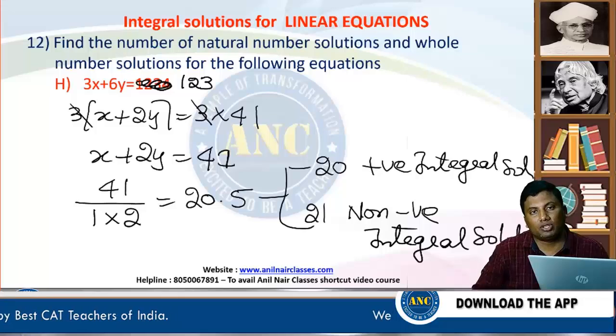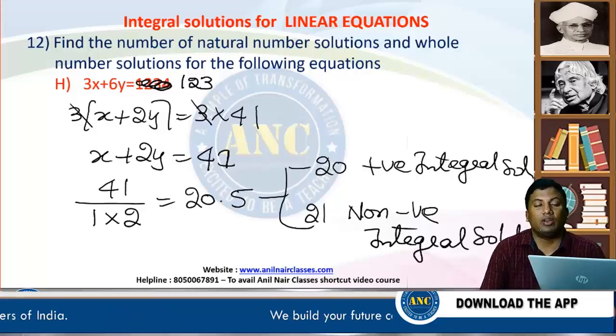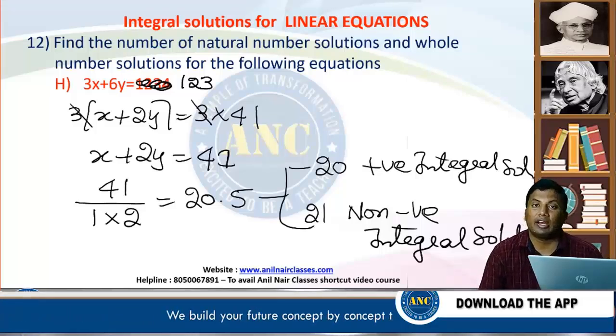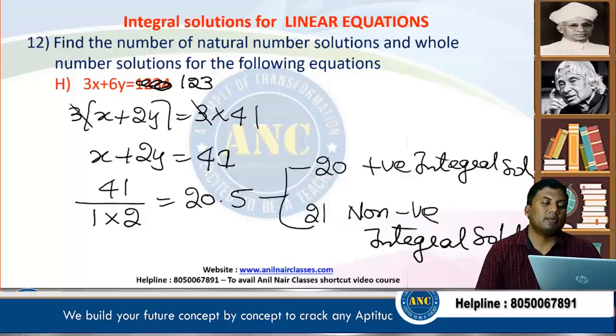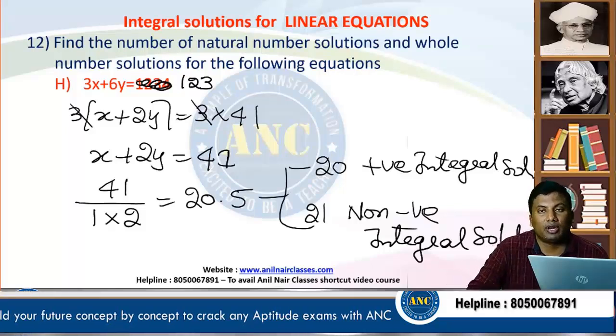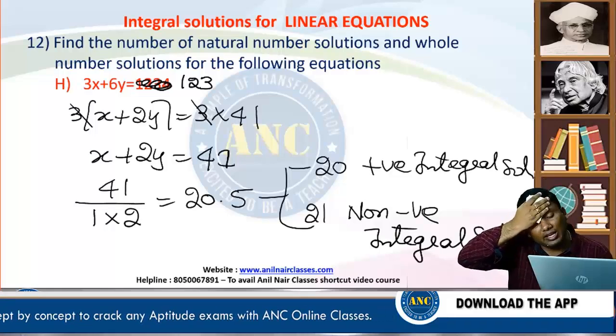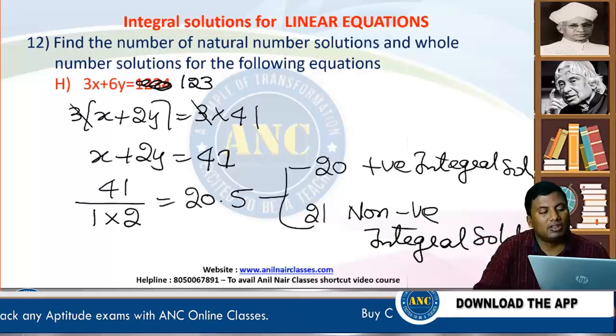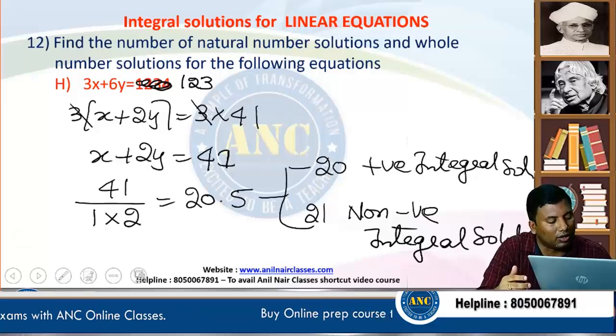20 will be the positive integral solution and 21 will be the non-negative integral solution if the right hand side is a multiple of 3. 1234 is not a multiple of 3. If it is a multiple of 3, this is the method to be used. I hope it is clear.